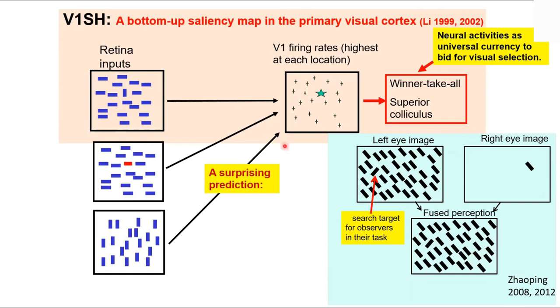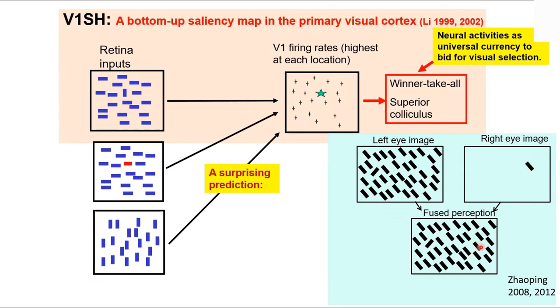However, remember we have this isofeature suppression. Turns out that this bar is task irrelevant, but V1 saliency will make it fire a lot because it has no neighbor suppressing it, since neurons tuned to the same eye also suppress each other. So this one has a higher response, and therefore we predict that this will attract your attention.